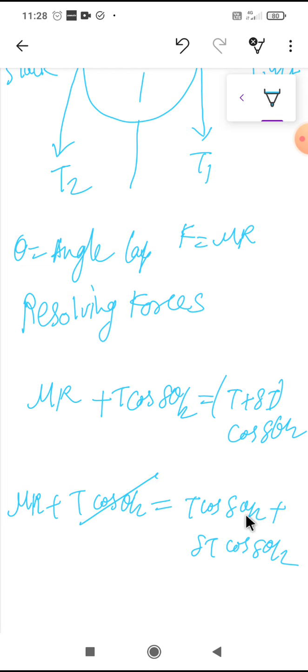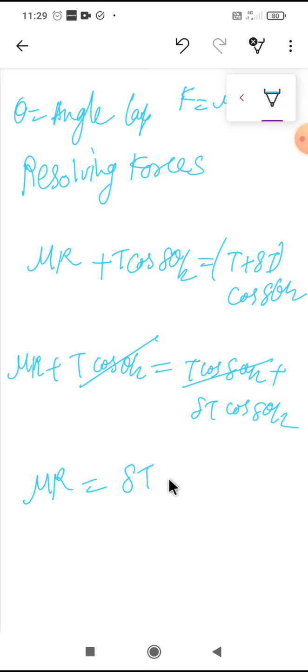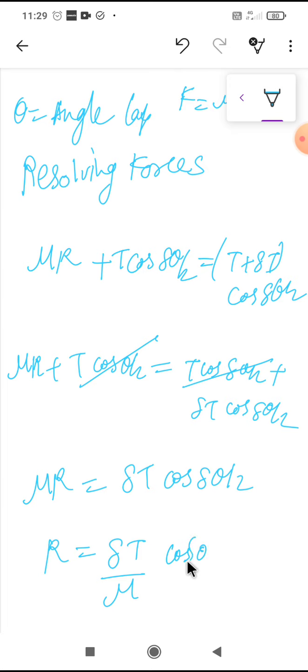So here T cos delta theta by 2 and T cos delta theta by 2 gets cancelled. So here we are left with mu R is equal to delta T cos delta theta by 2. So if I make R the subject, that reaction force, I am left with delta T by mu cos delta theta by 2. So this is the forces resolving horizontally.